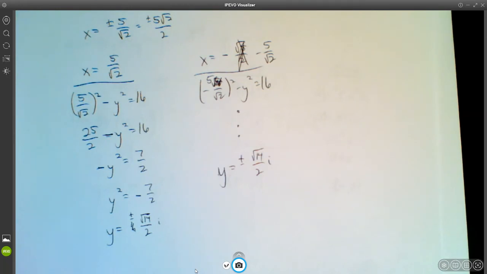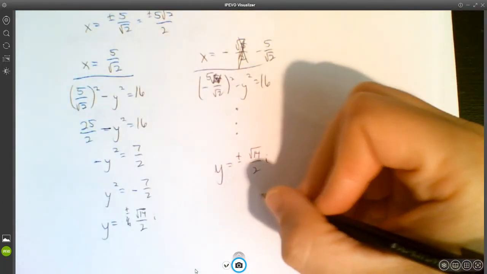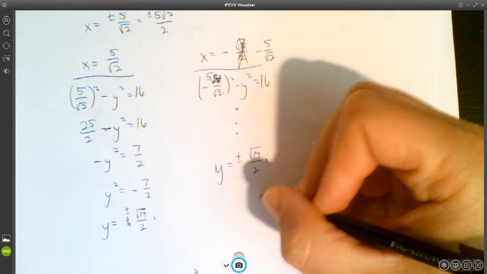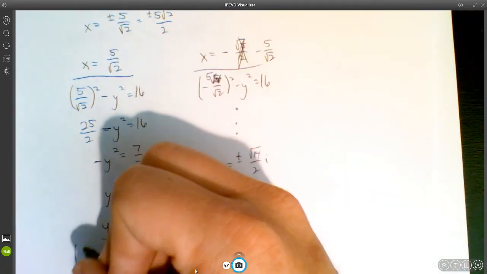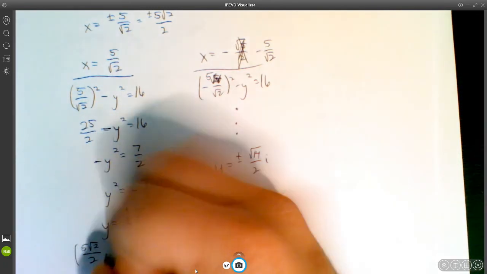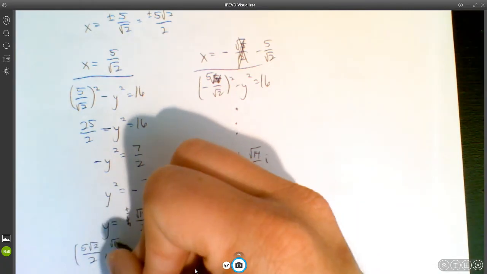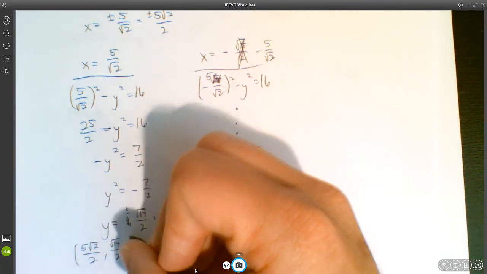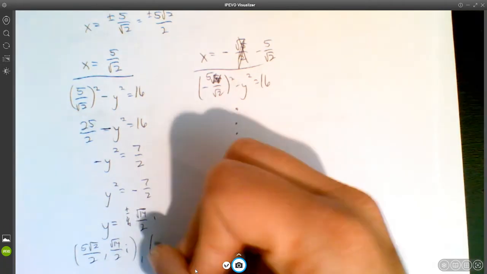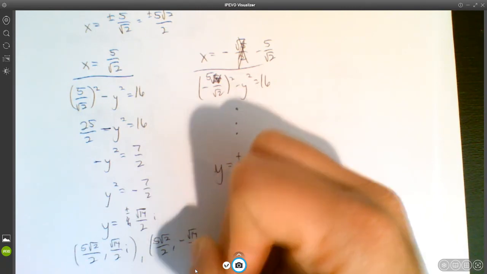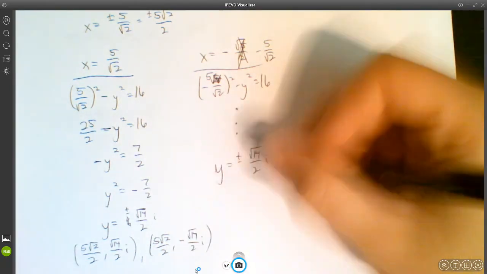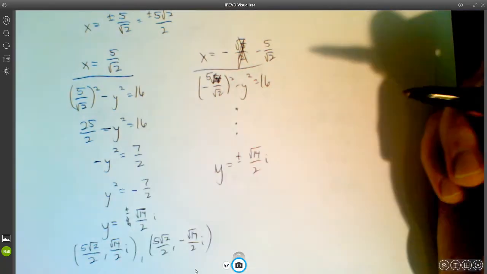Very, very interesting. Okay, so our solution set, I guess, would be made up of ordered pairs, but the entries themselves are not real. So right here, by the way, I have two solutions. I get 5 root 2 over 2, comma, root 14 over 2i. That's one solution. And then the other solution is 5 root 2 over 2, negative root 14 over 2i. And then here I get two more solutions with the 5 root 2 negative.